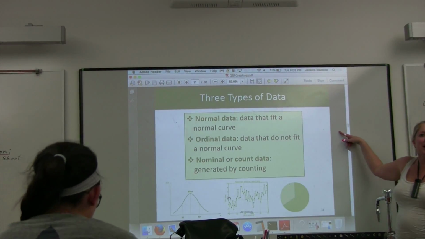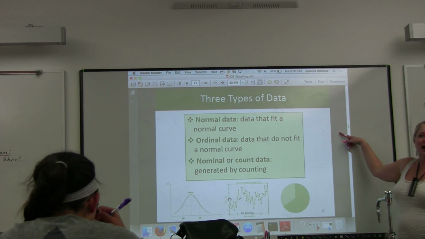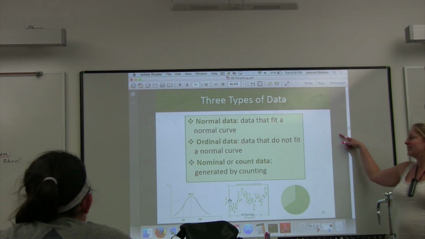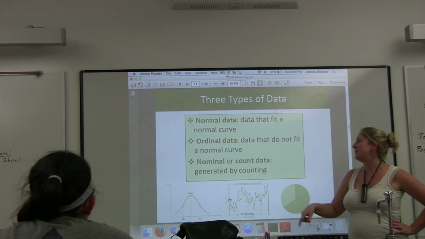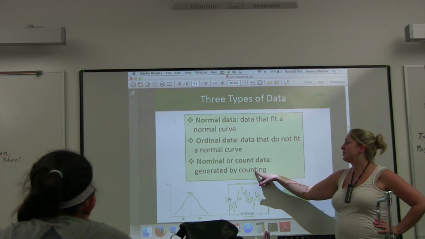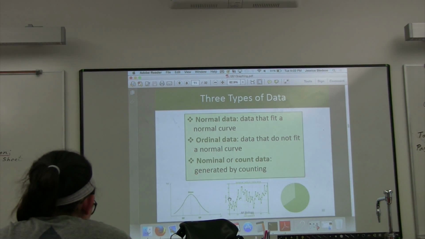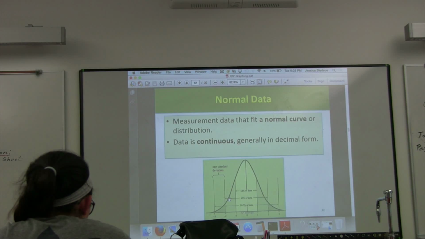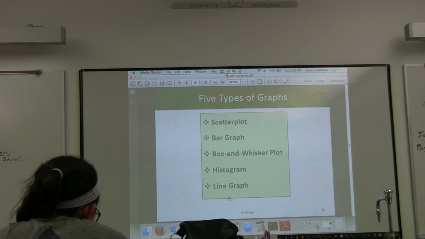That's counting. What kind of graph? Kind of graph for counting. Bar. Good job. And then count data is also generated by counting. It would also be your bar, your statistical analysis, or your pie chart. All right, I'm going to skip.